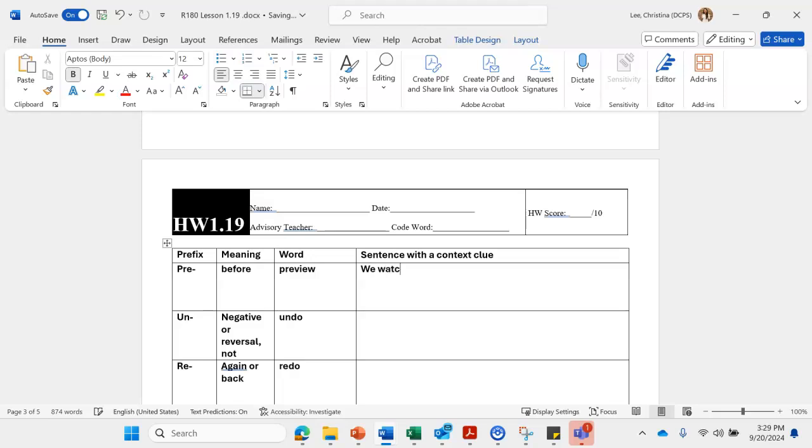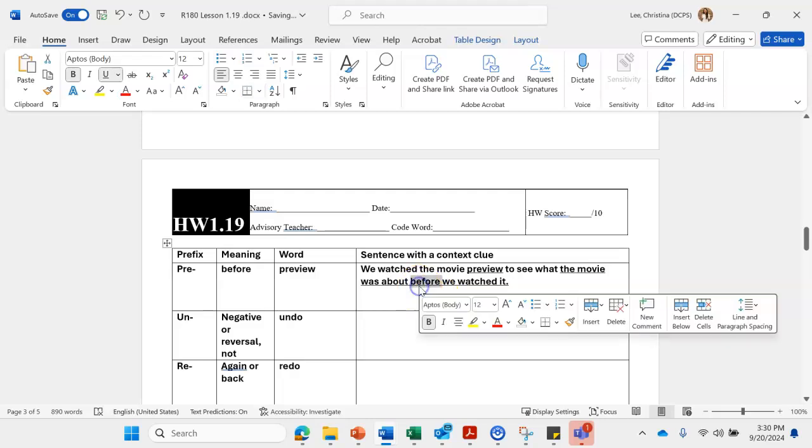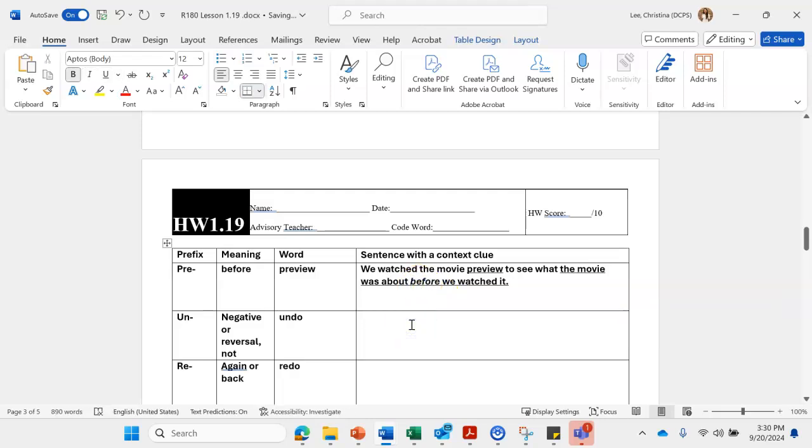So, we watched the movie preview to see what the movie was about before we watched it, right? So here, preview is the word. The context clue that I've given you is the movie, to see what the movie was about before we watched it. That before piece being the key point here.